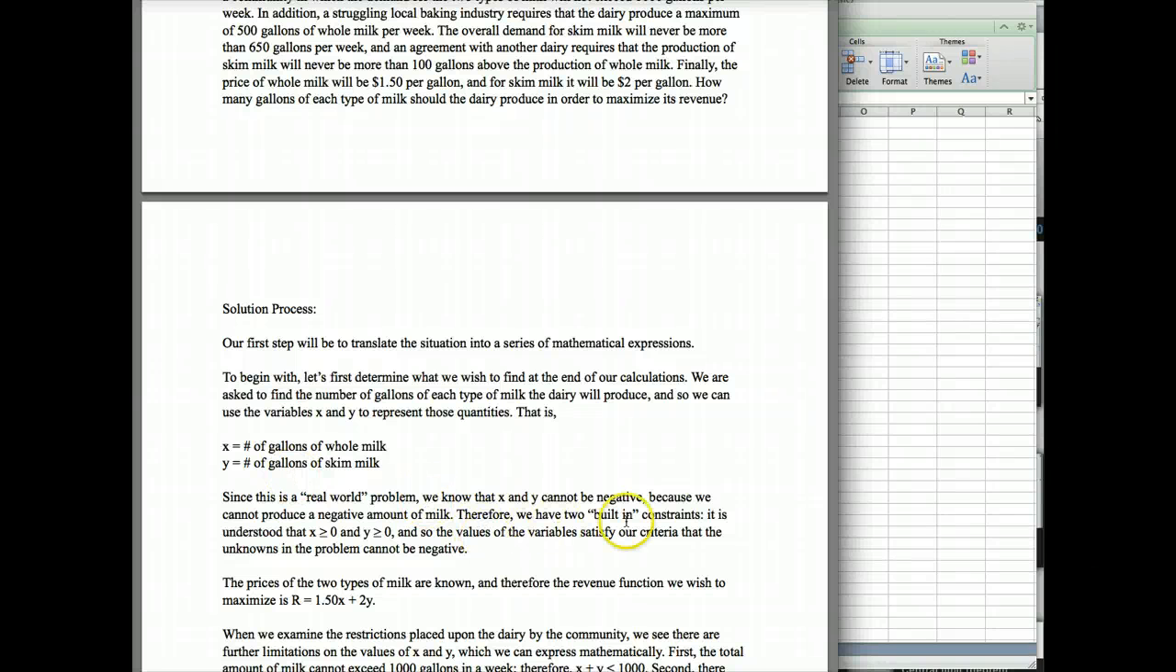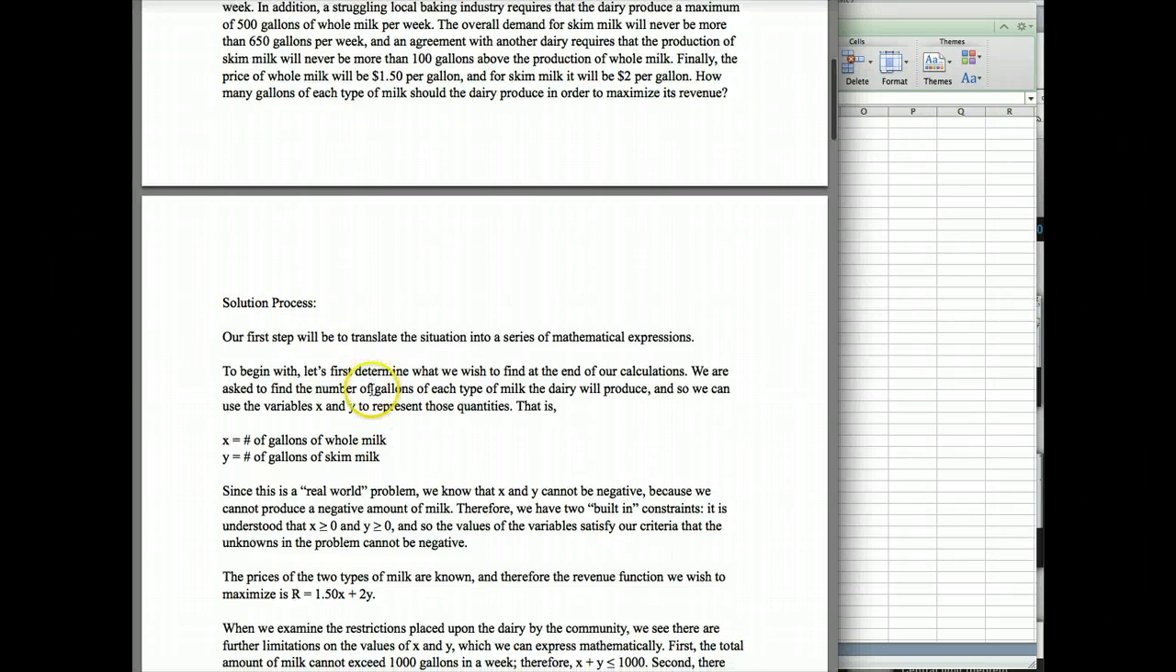Now, we have an implied condition here. Because this is a real problem, we know that it cannot be negative. I cannot go ahead and create negative 5 gallons of whole milk. So those are going to be the conditions we start with. They're greater than or equal to 0. And our revenue function, $1.50 per gallon for whole and $2 for skim. That was given in our problem, how much each gallon.